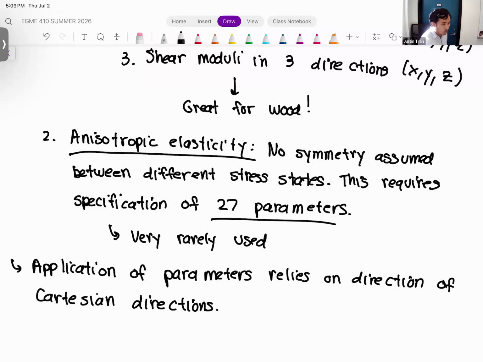What I mean by that is that, if you're applying these parameters in those directions, you have to align your CAD model in that direction as well. Let's say you're doing a wood material that's going to have increased strength in the X direction, you need to align your CAD model so that the fibers actually run in that X direction as well.